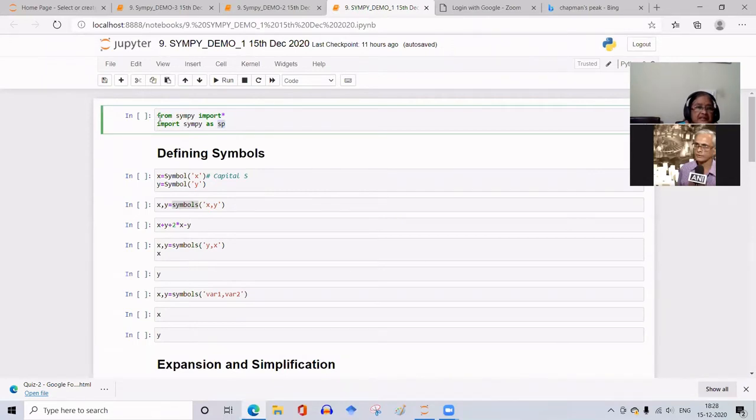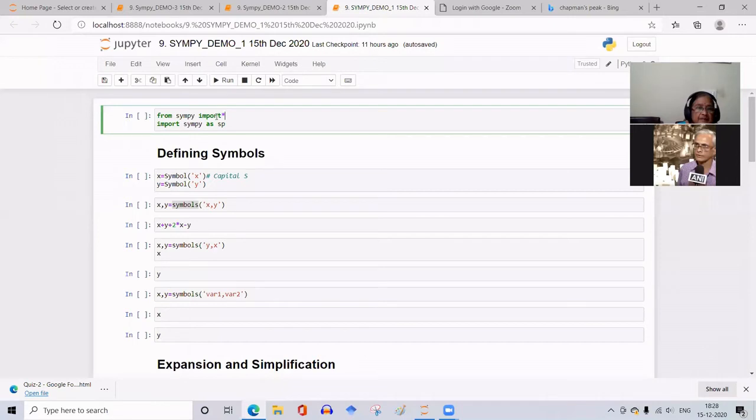So here in the first line, I'm importing SymPy. The first line is from SymPy import star. So this imports all the functions from SymPy and then gives the name for SymPy as SP in the second line. Previously I have not used this with NumPy, so now I'm introducing this new form here.